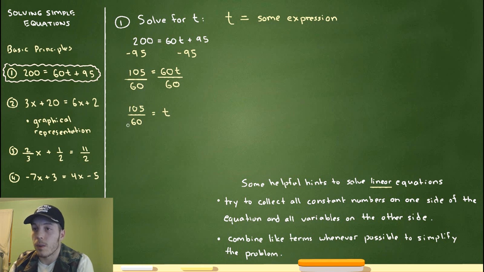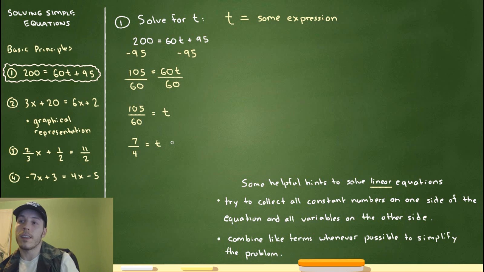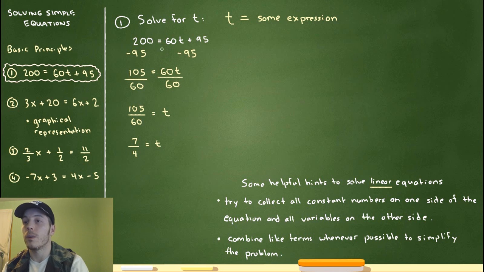We have t is equal to some expression, 105 over 60. And this fraction could be reduced. I believe 15 goes into 105 7 times, and 15 goes into 60 4 times. So that fraction reduces to 7 over 4. Okay, so that's the t value that's going to make this equation true.